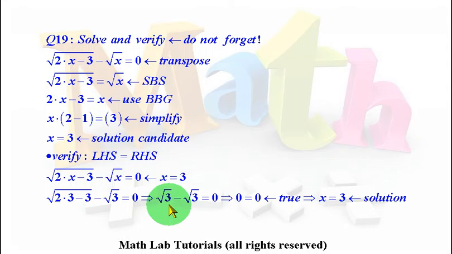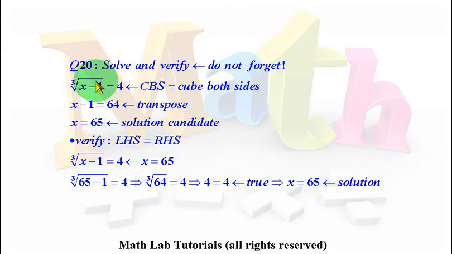So if we continue to simplify, on the left, we get 6 minus 3, which is 3. So we get root 3, and then minus root 3 equals 0. And of course, root 3 minus root 3 is 0. So we get 0 equals 0. And again, we have a true statement. And therefore, our solution candidate is in fact the real solution. So we'll go on, and we'll look at question 20.